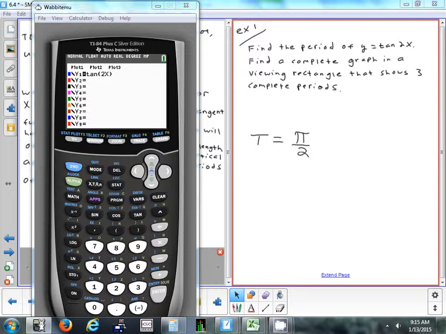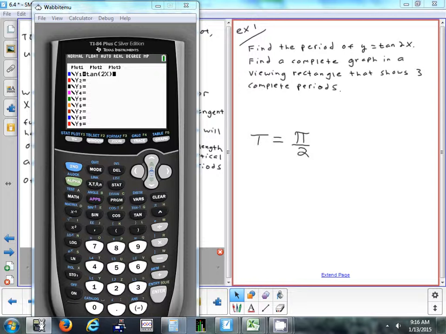Now, how big of a window do I need? This is the length of 1 period, pi over 2. I want to show 3 periods. So how big should I set my window? Yeah? So your third, basically, because if you think about it, you have pi over 2, then your next asymptote is going to be 3 pi over 2, and then your next one's going to be 5 pi over 2, so you want to set it greater than 5 pi over 2.